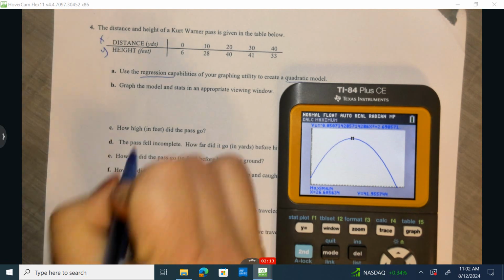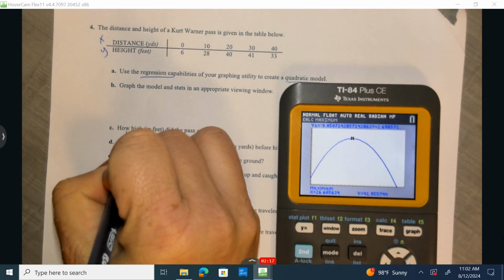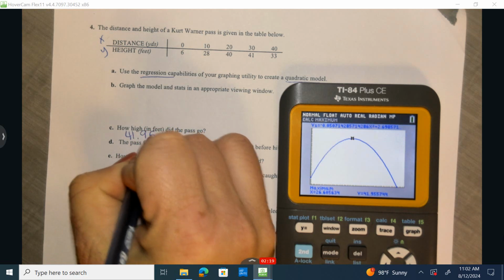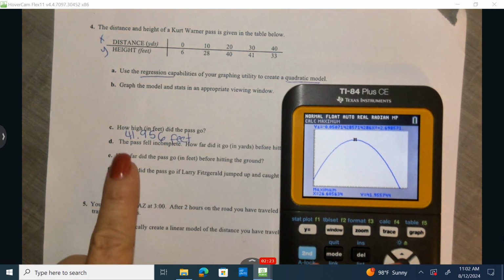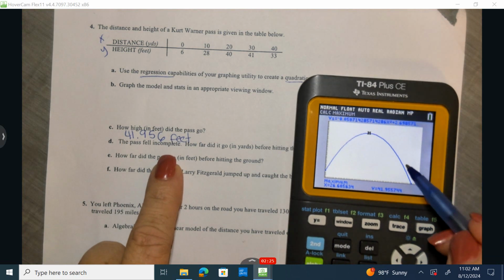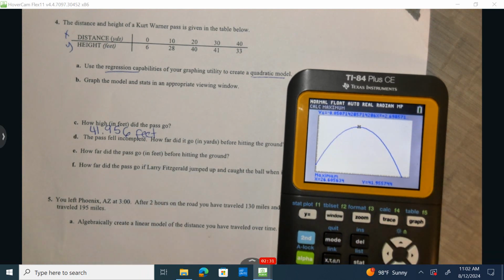So I'm going to round this to the nearest thousandth. So it would be 41.956 feet above ground. The pass fell incomplete. That means that nobody catches it and eventually hits the ground. How far in yards did it go before hitting the ground?